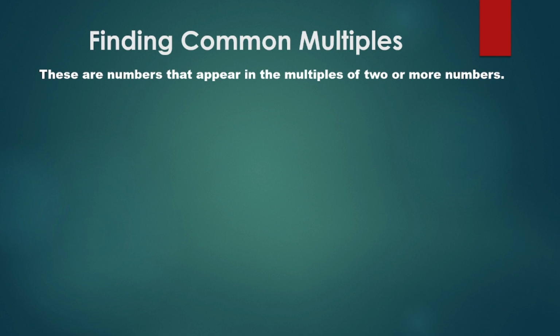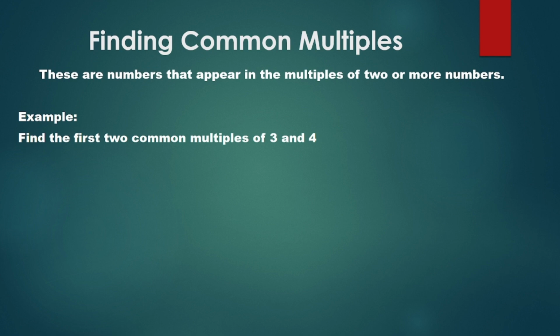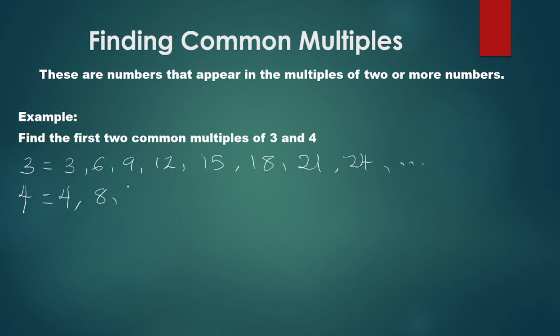These are numbers that appear in the multiples of 2 or more numbers. For example, find the first 2 common multiples of 3 and 4. To do this, you are required to take 2 steps. Firstly, you find the multiples of the 2 numbers, 3 and 4. Multiples of 3 are 3, 6, 9, 12, 15, 18, 21, 24, and so on. While the multiples of 4 are 4, 8, 12, 16, 20, 24, 28, 32, and so on.